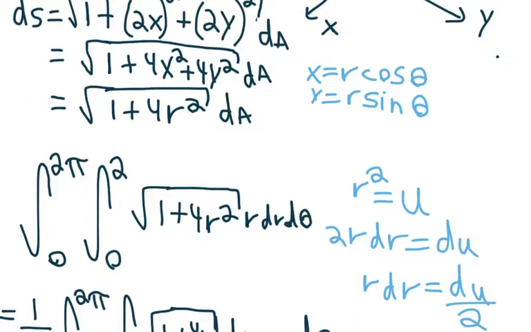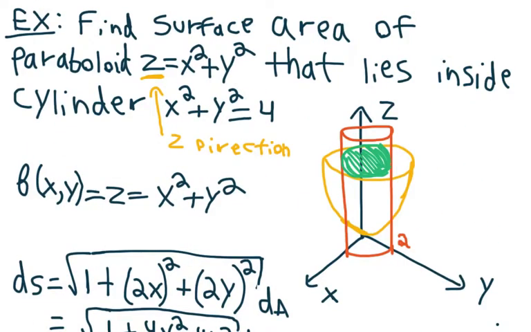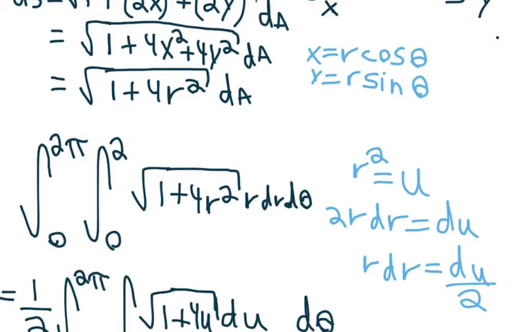Finally, to find the surface area as the question asked, we are going to do the double integral of dS. The outside integral from 0 to 2 pi, since it is a full circle. The inner integral from 0 to 2, because the radius is 2 for the cylinder, and dS, which is the square root of 1 plus 4r squared dA, and dA is r dr d theta.